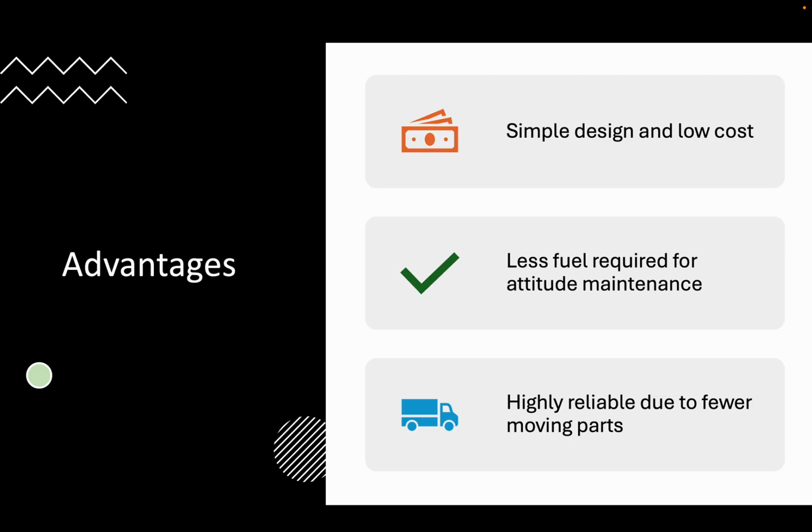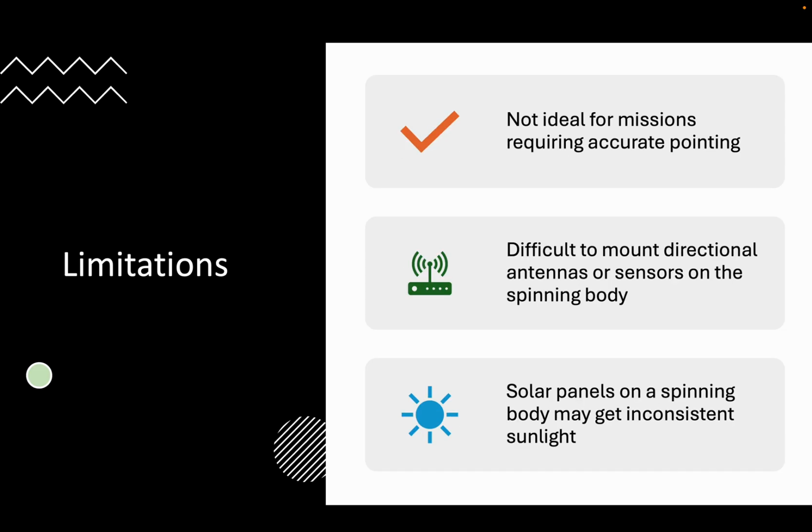And what are the advantages? The design is simple, it is low cost, it doesn't use any fuel, and it is highly reliable due to fewer moving parts. And we have some limitations also: it is not ideal for missions requiring accurate pointing, and it is difficult to mount directional antennas or sensors on a spinning body.